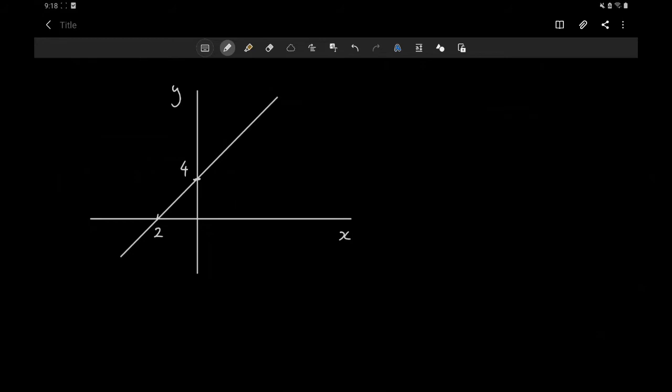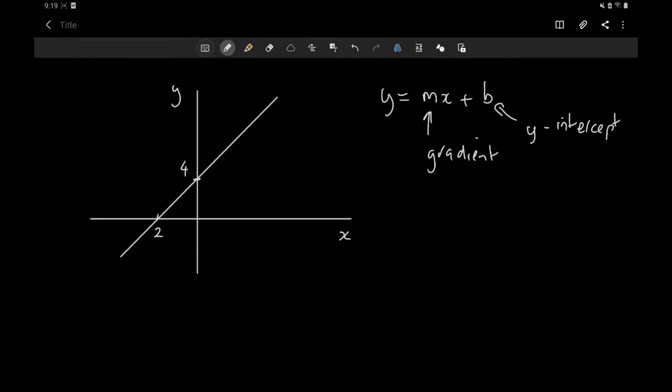So how do we do this? The first step is to recall the general equation of a straight line. And as you already know, the general equation of a straight line is y is equal to mx plus b, where m is the gradient of the line and b is the y-intercept. That is where the line crosses the y-axis.